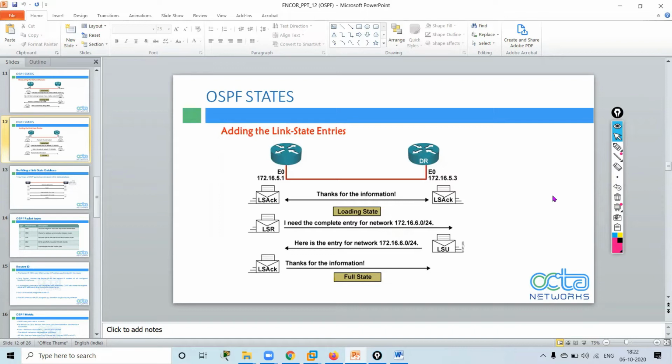Then comes my last state, full state. Now in full state, synchronization is done. Both the routers are having the same database table. They are converged now. So it will show you as full state. Understood?